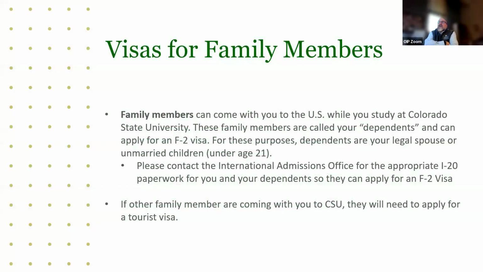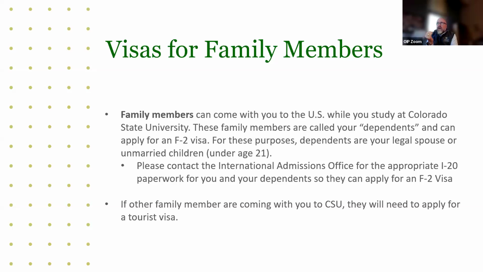All right, sometimes we get questions for visas for family members. So family members can come with you to the US while you study at Colorado State University. These family members are called your dependents and can apply for an F2 visa. For an F2 visa, these purposes, dependents are your legal spouse or unmarried children under the age of 21.